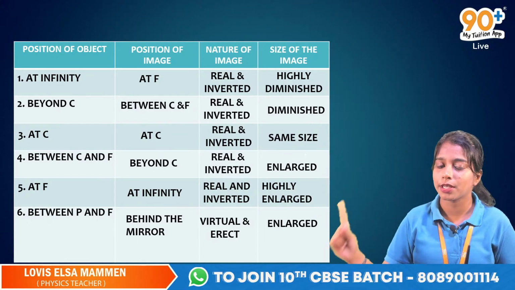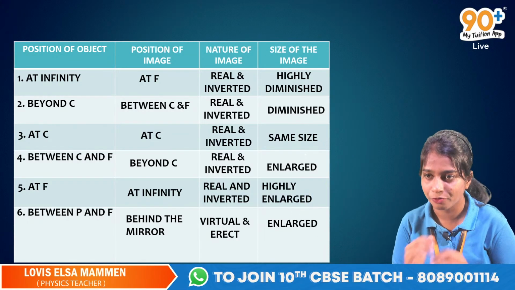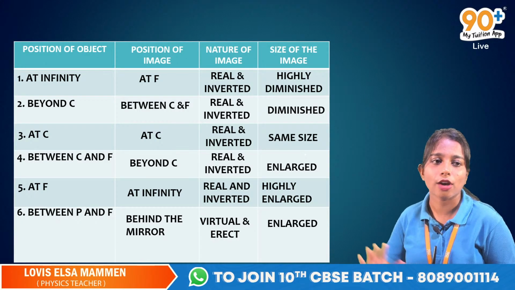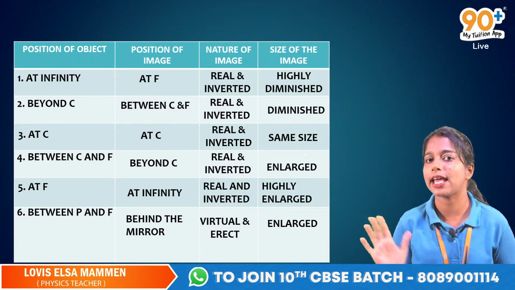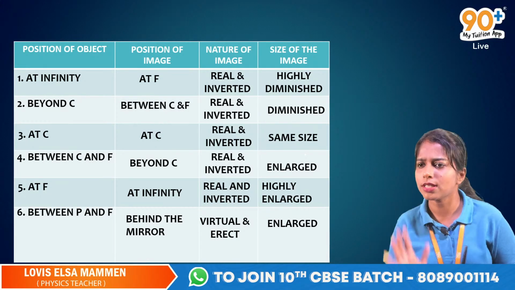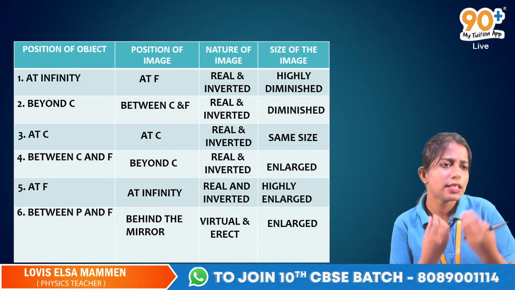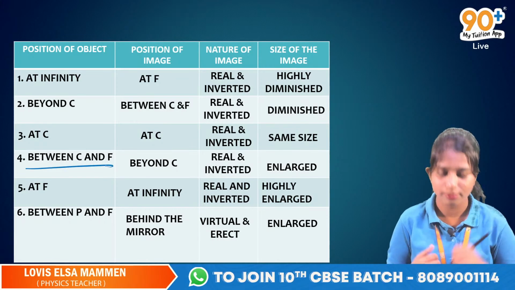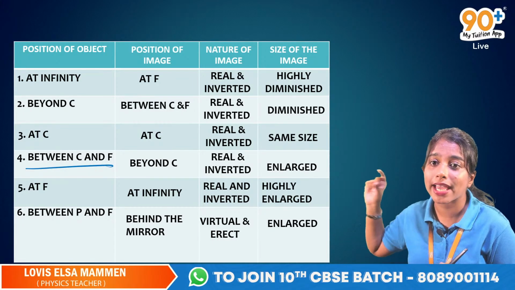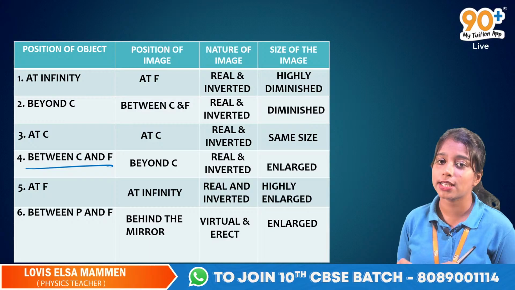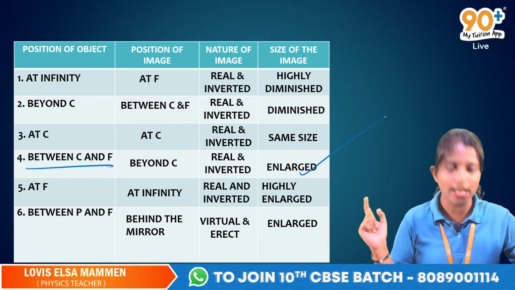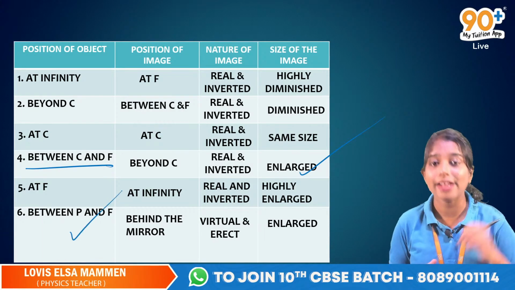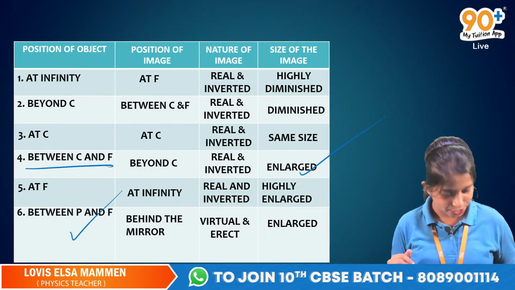There are cases where we get enlarged images, in the case of image formation by a concave mirror. Only in the case of a concave mirror will you be seeing enlarged images. So we are asked to state the positions. Where will we be getting these enlarged images? In the case of the fourth one, if you keep your object between the center of curvature and the focus, you will be getting an enlarged image. Yes, and if you keep your object between the pole and the focus, there also you will be getting an enlarged image. Yes or no?